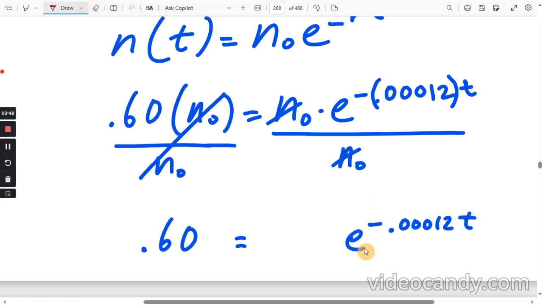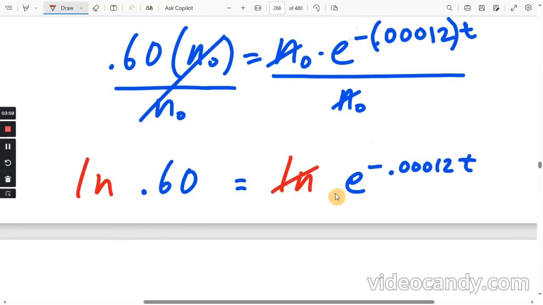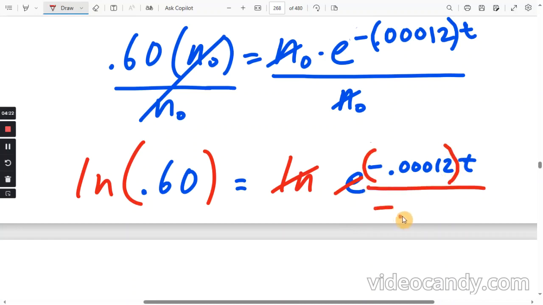On this side, we have base e, so we want to do log base e on both sides. Log base e is the natural log, and the natural log of e just cancels. We are left with ln of 0.60 equals this right here. We're just left with the exponent. This is t times negative 0.00012. The opposite of times that is divided by that, so I'm going to divide by negative 0.00012. I do that to both sides.